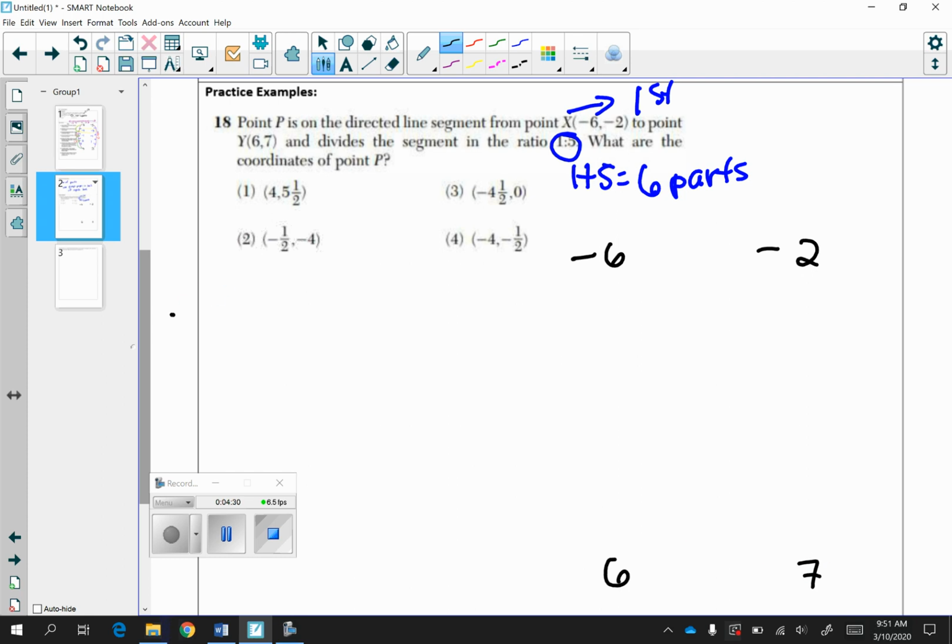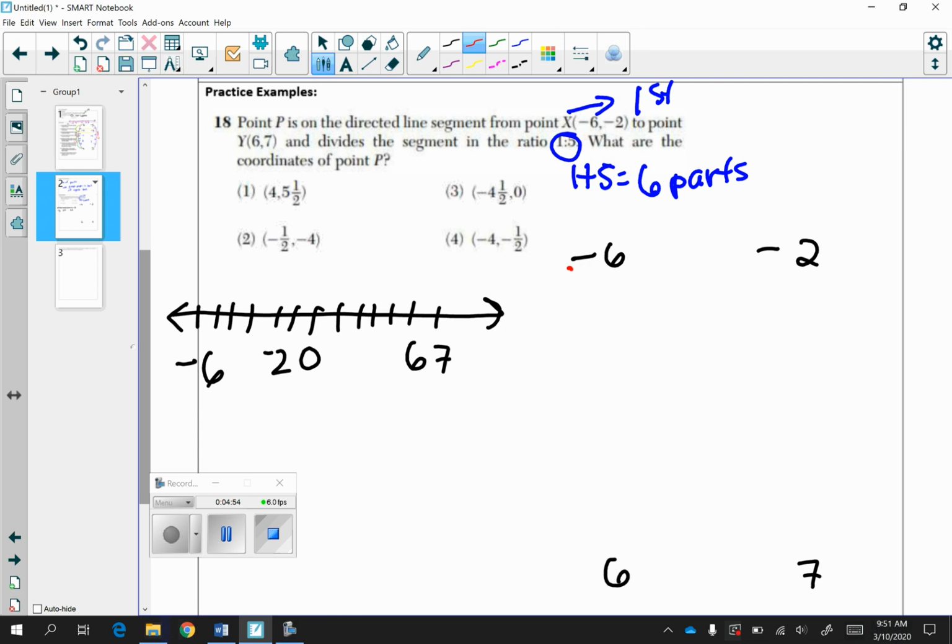Give yourself a little number line. Make sure you include the important points. So I like to put 0 as a reference. And I need 1, 2, 3, 4, 5, 6. I need 7. I need -2. And -3, -4, -5, -6. Now I have to see how long does it take me to get from -6 to 6. That's 12.